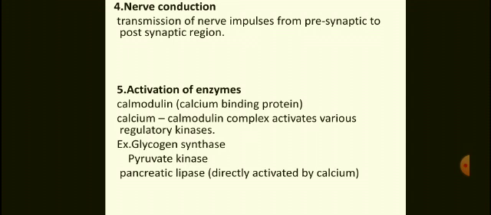So, these enzymes are activated by binding of calcium to a protein called calmodulin, and this calcium calmodulin complex can activate glycogen synthase and pyruvate kinase. Whereas some enzymes are directly activated by calcium. One such enzyme is pancreatic lipase, which helps in the digestion of lipids.